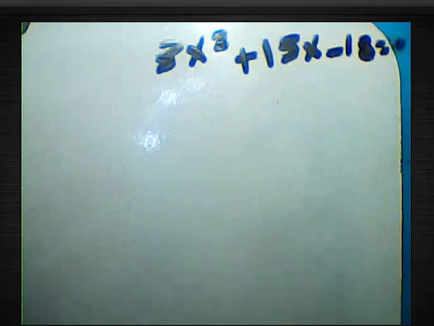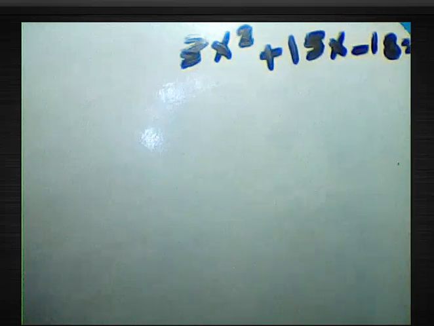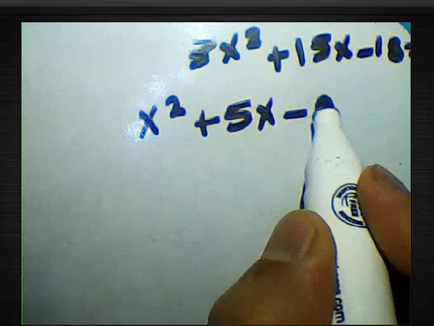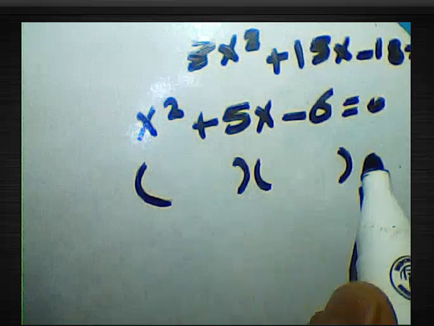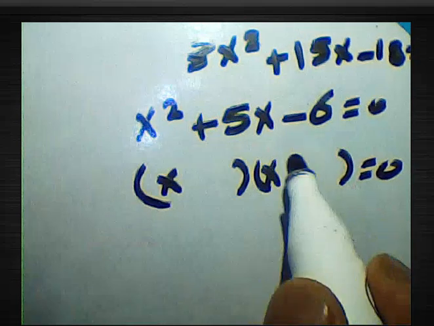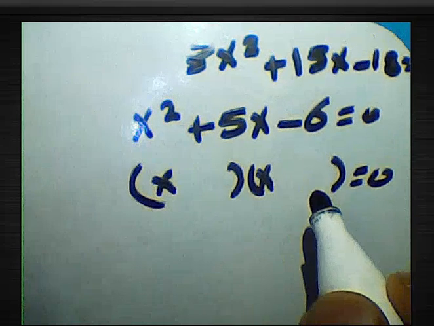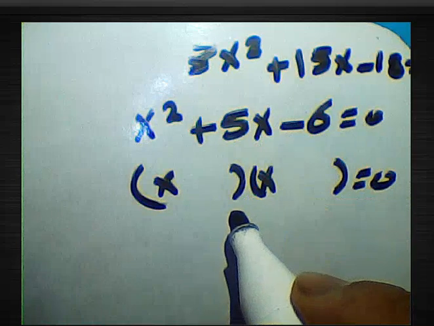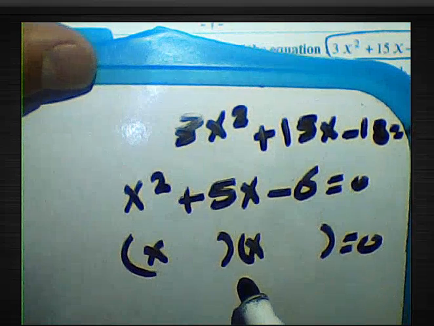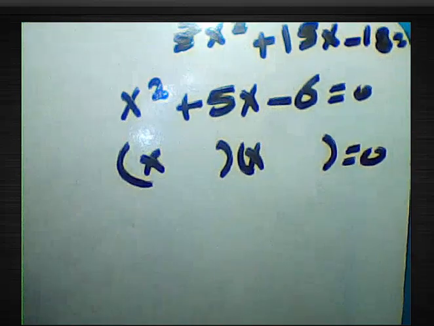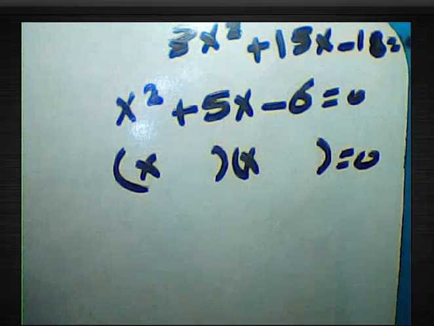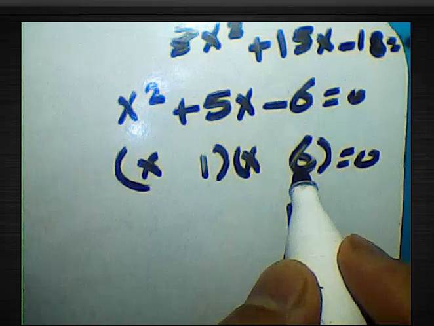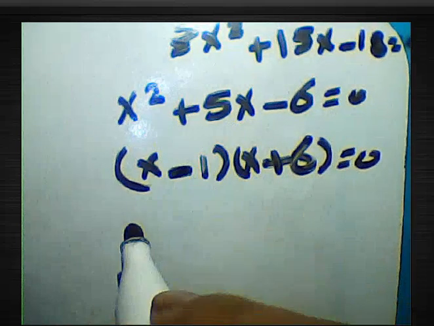Okay, we can divide this expression by 3. The result will be x power 2 plus 5x minus 6 equals 0, and then factorize it. X multiplied by x, and we need two factors whose product equals 6, and if we take their difference the result will be 5. What about this example? 1 times 6 equals 6, and if we take their difference the result will be 5. 1 multiplied by 6, and the signs: the bigger one positive and the other negative.